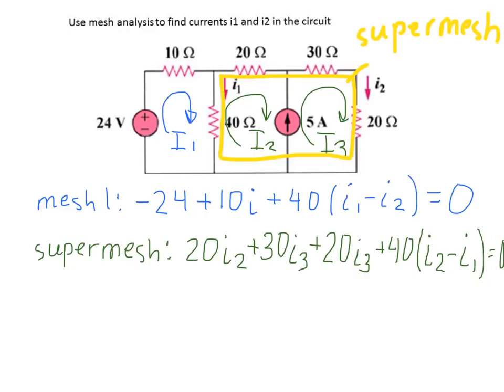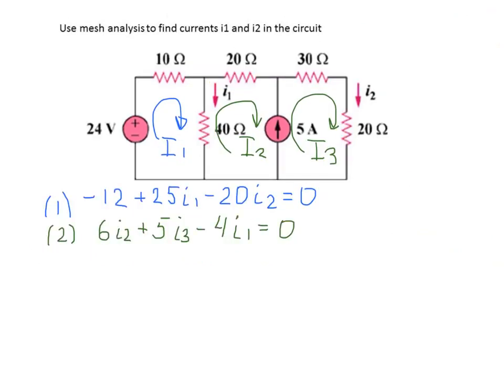Now let's simplify these two equations, which we received from the equation for mesh 1 and the equation for the super mesh. But looking at these two equations, we still can't solve them. Why? Because we have three unknowns. We don't know the mesh current I1, we don't know the mesh current I2, and we also don't know the mesh current I3. So we have three unknowns and only two equations. So what can we do? We need to create one more equation from the current source of 5 amps.